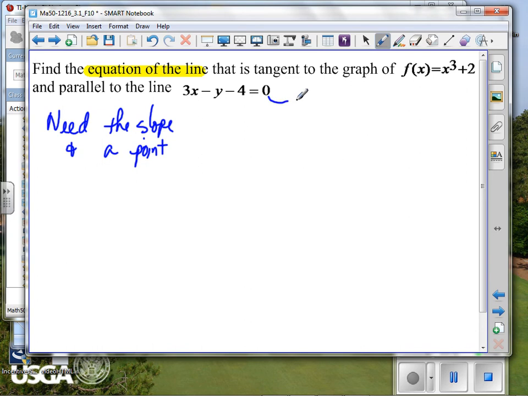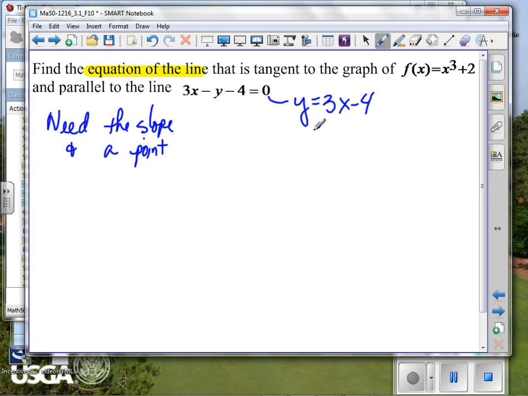We're going to take the slope from here, and I can only do that if I write it in another format. This is an equation of a line, but I need another format for it in order to really tell me what the slope is. So what do we need here? You add 1 to the other side. Okay. So we have y equals 3x minus 4.